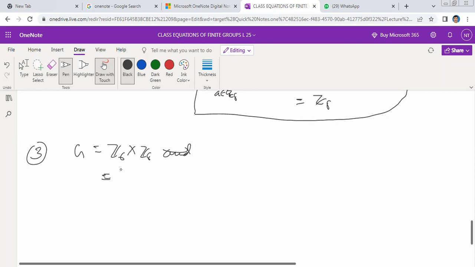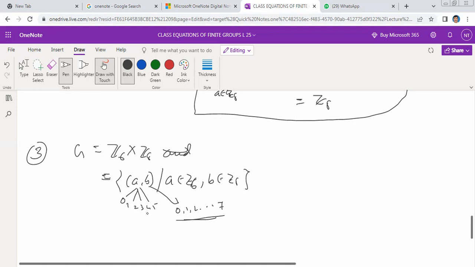Z6 cross Z8 consists of ordered pairs (a, b) such that a belongs to Z6 and b belongs to Z8. How many elements are there? For a, there are 6 possibilities: 0, 1, 2, 3, 4, 5. For b, there are 8 possibilities: 0, 1, 2 up to 7.